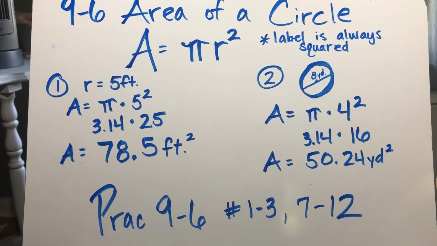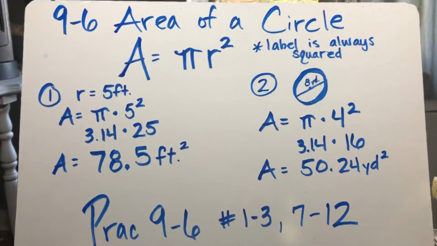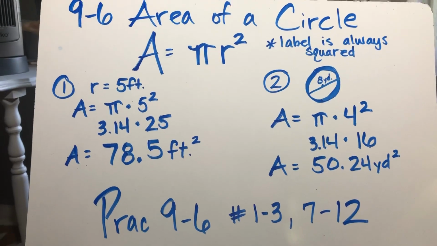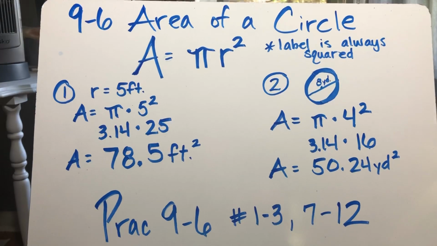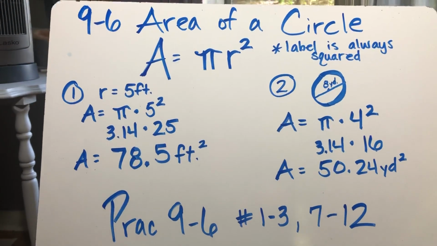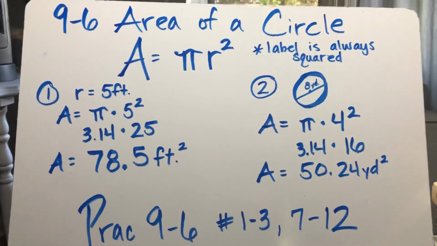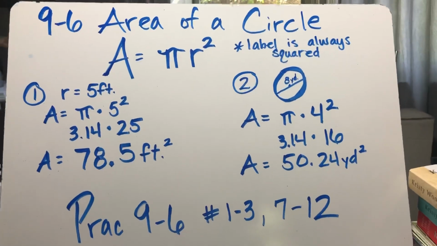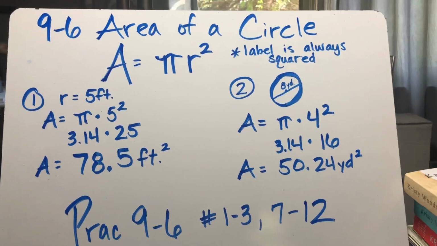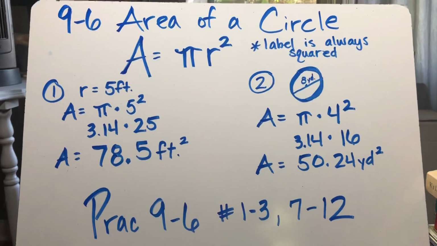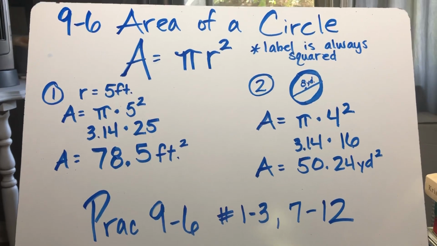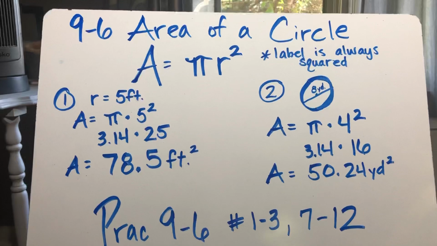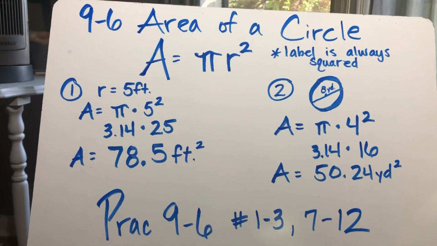It is about the area of a circle. It's a very simple board up here. The formula to calculate this is A, and notice it's capital A, equals pi r squared. Remember how to deal with exponents. We don't multiply it times 2, we multiply it by itself again. And notice my little asterisk in that the label is always squared. Okay, you always have to square your label. Give it an exponent of 2.